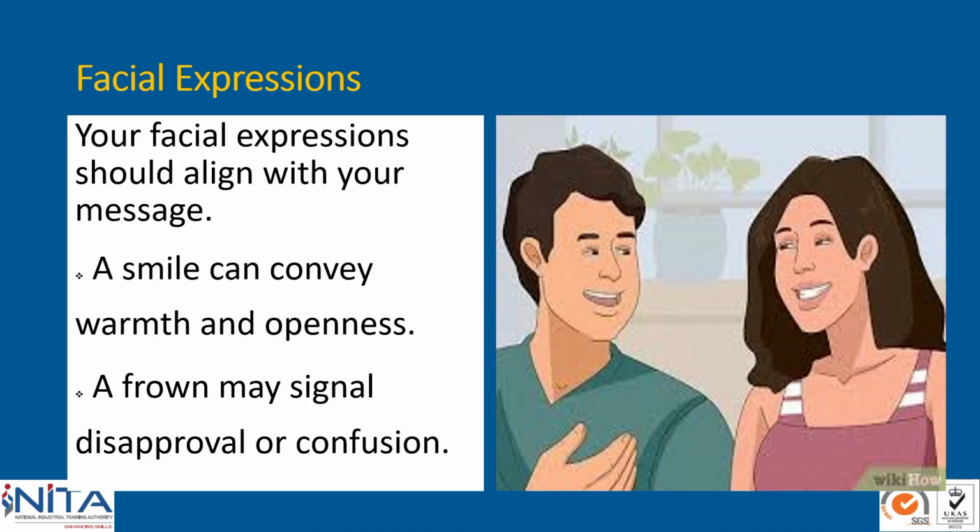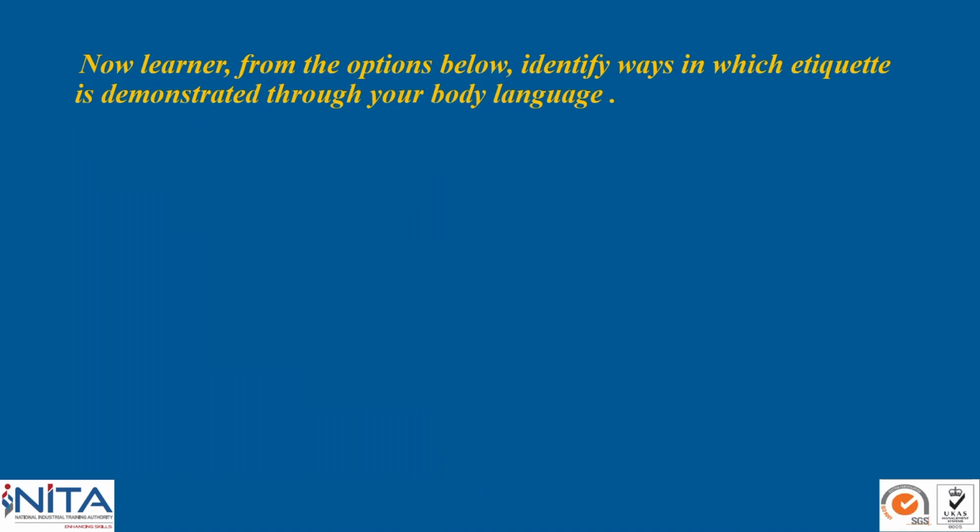The next form of nonverbal cue that we're going to look at is facial expressions. Your facial expressions should align with your message. For example, a smile can convey warmth and openness, while a frown may signal disapproval or confusion. Now, learner, from the options below, identify ways in which etiquette is demonstrated through your body language.